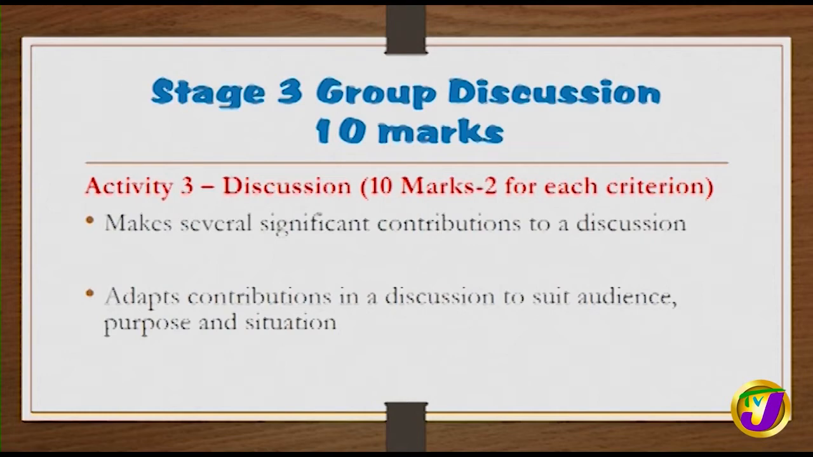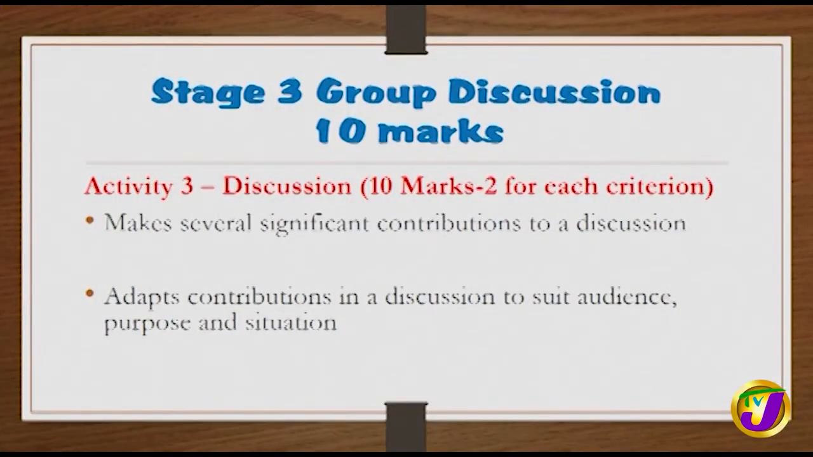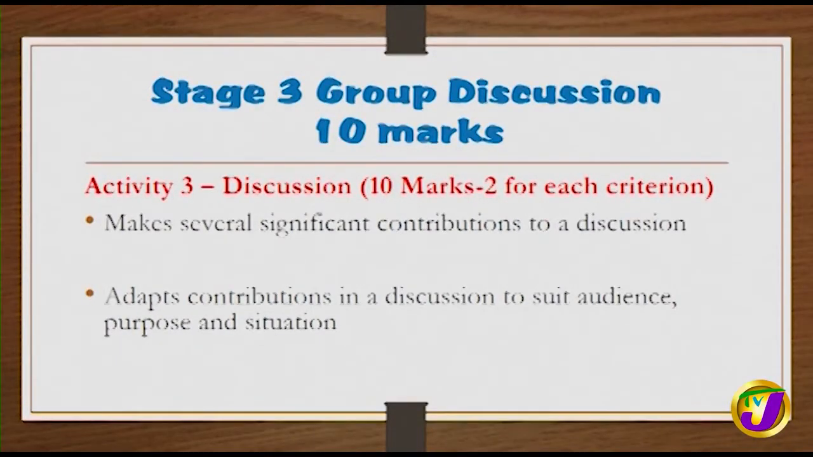Stage 3 discussion, 10 marks. So you're going to get 2 marks for each of the criterion. If you make several significant contributions to a discussion. So we want some points that have great value and depth. So make sure that the contribution that you bring to the table is significant. And that can come from your research. If you adapt contributions in a discussion to suit your audience, your purpose and situation, you earn 2 marks.